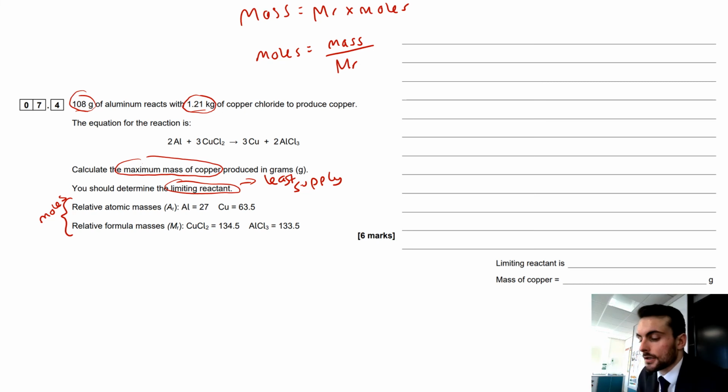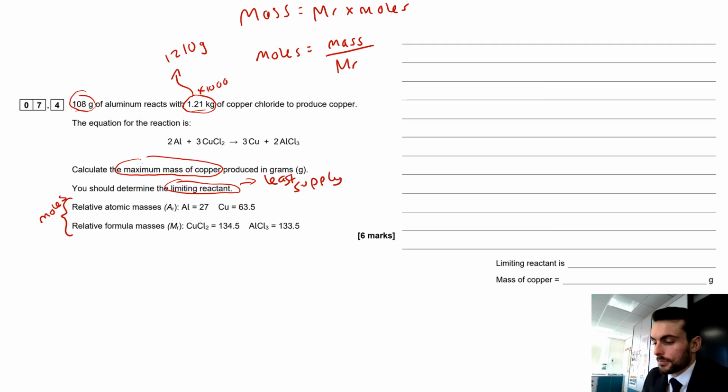Okay, so first off, for this one, if we're doing moles calculations, then we have to make sure we've converted the masses into grams. That was what I would do first. So that 1.21 kilograms, to convert it into grams, times by 1,000, you get 1,210 grams of copper chloride.